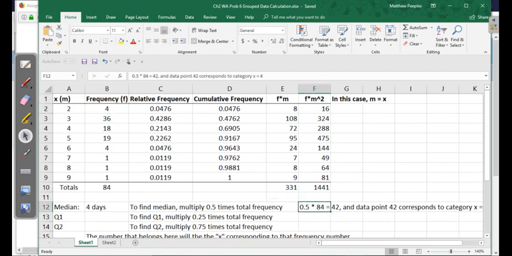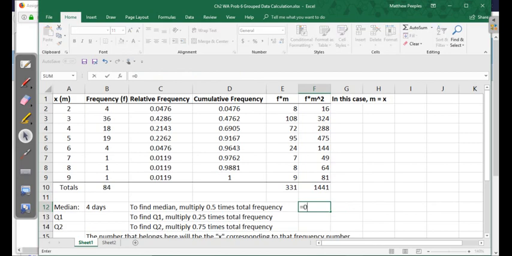When we talk about the median, let me show you how I do this. The median is going to be at the point where we take 0.5 times the total frequency, so 84, and that gives me 42. Where would data point number 42 lie? Data points 1 through 4 lie in the category that corresponds to X equals 2. Data points 5 through 40, the next 36 data points, would lie in the category where X equals 3. Well, that's 40, but this is 42.